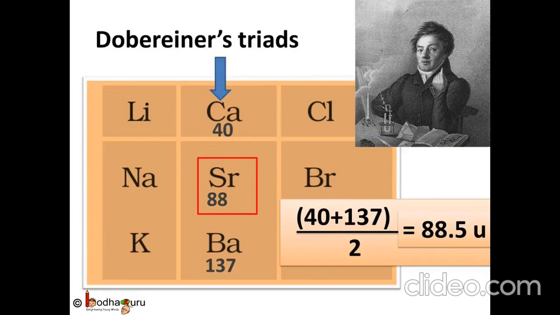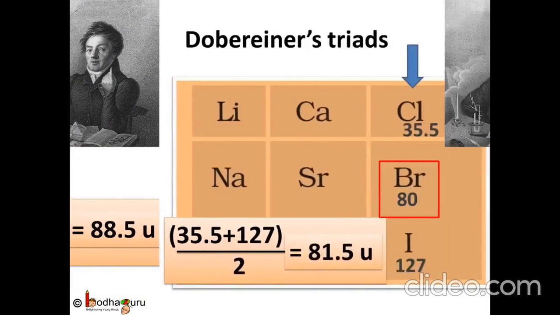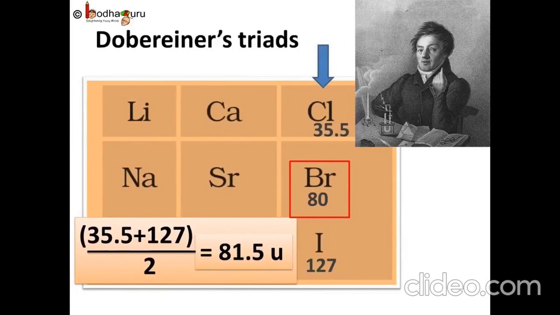is equal to 88.5. Also, strontium, which is the middle element in this triad, has atomic mass equal to 88, and as we saw, it is approximately equal to the arithmetic mean of the atomic masses of calcium and barium, which is 88.5. And the third triad consisted of chlorine, bromine and iodine.